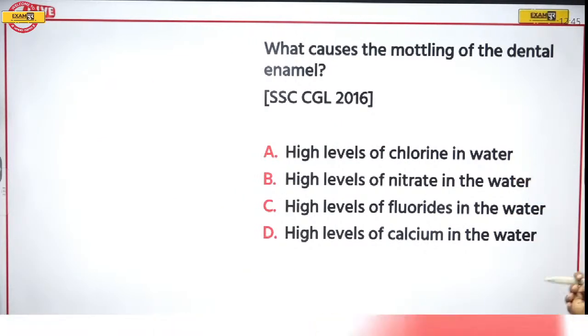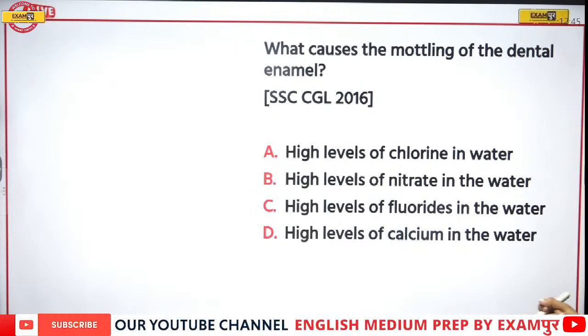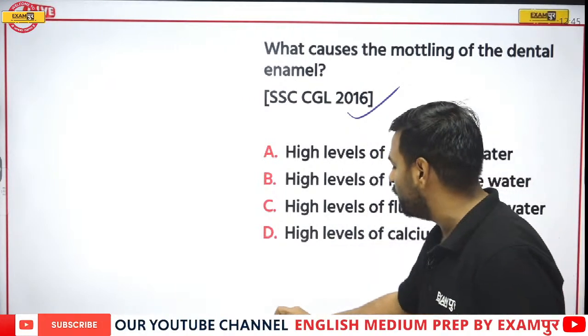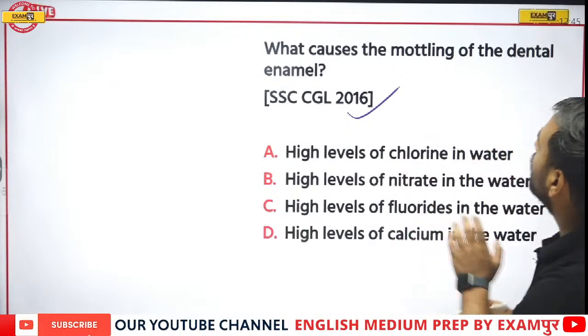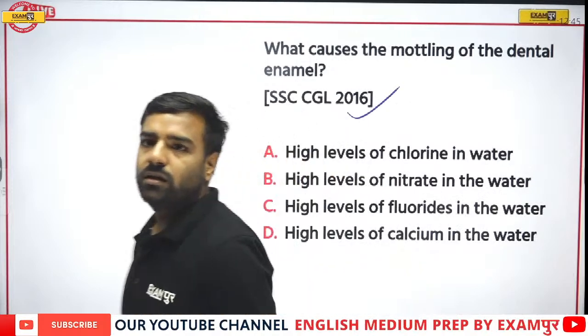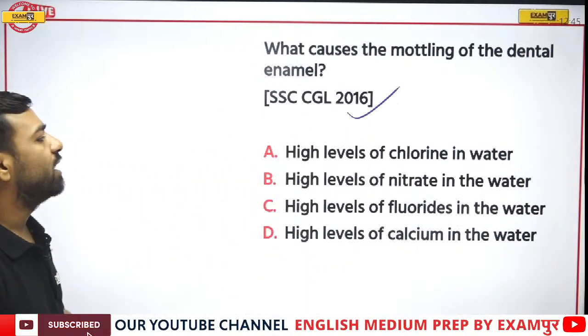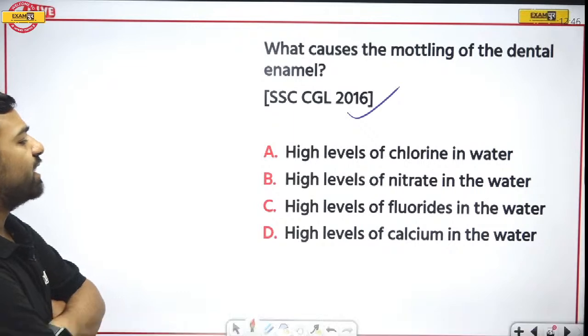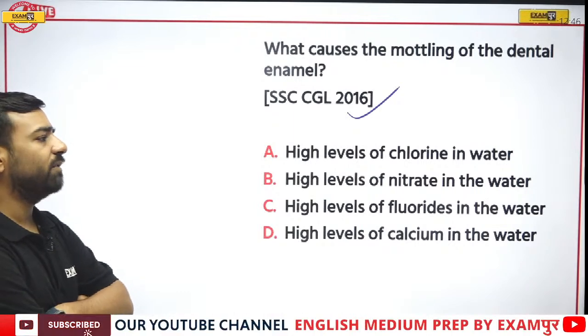If I talk about what causes the mottling of the dental enamel, this is from CGL 2016. Who will give me this answer? What causes the mottling of the dental enamel? There are four options: high levels of chlorine, high levels of nitrate, high levels of fluorides, or high levels of calcium in water.